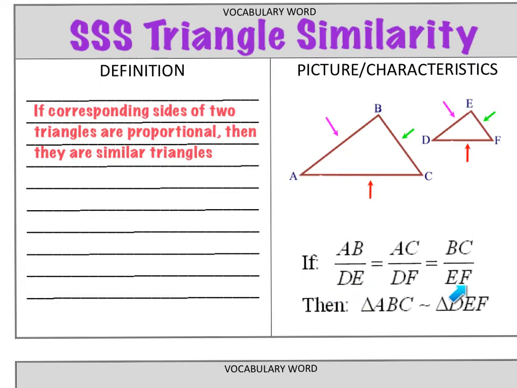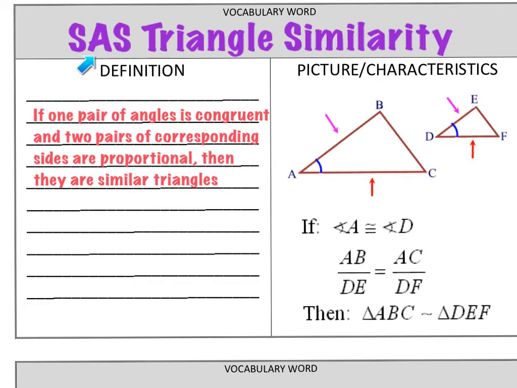Think you can do that? I think so. It's just going to require you to be able to simplify fractions. If you can do that, you're going to be just fine as far as showing that 2 triangles are similar using side, side, side. You got this.